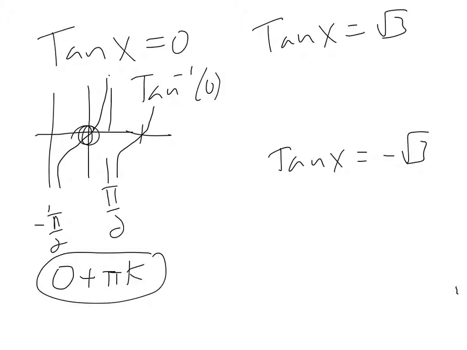Now then, where does the tangent equal root 3? Well, let's see, I've got to draw a unit circle here because I never remember this. I do know the tangent is a positive number in quadrant 1 and quadrant 3. In quadrant 1, tangent's positive, and this would be quadrant 3, that's quadrant 2, right? Quadrant 3 is here, so it's positive. So what I'm looking for is that reference angle.